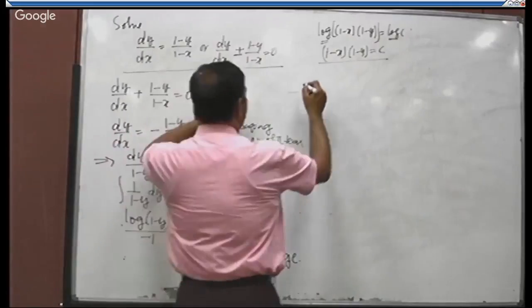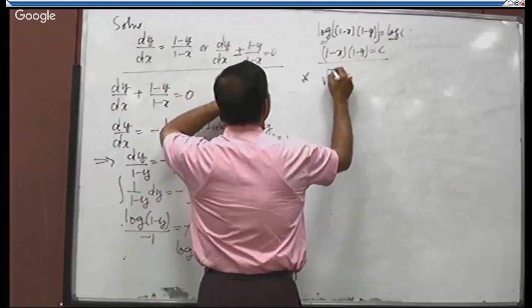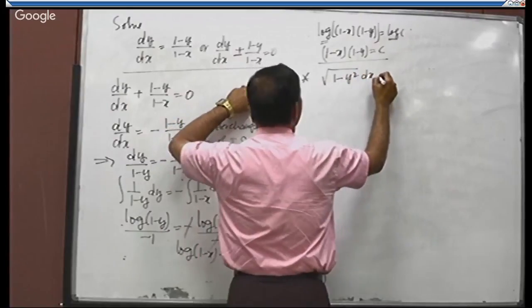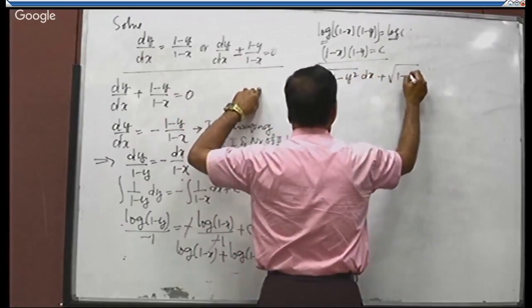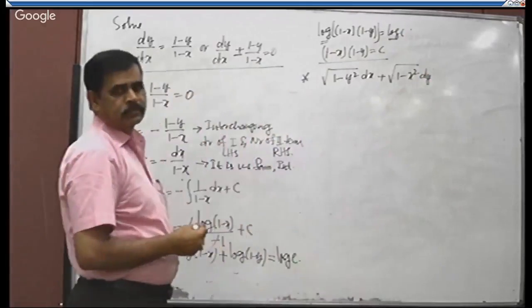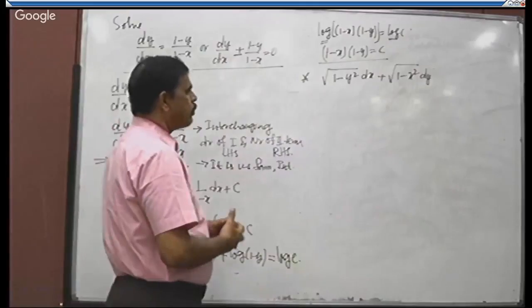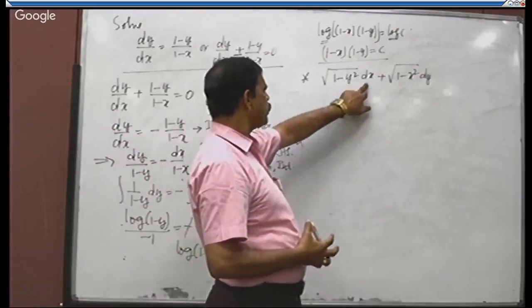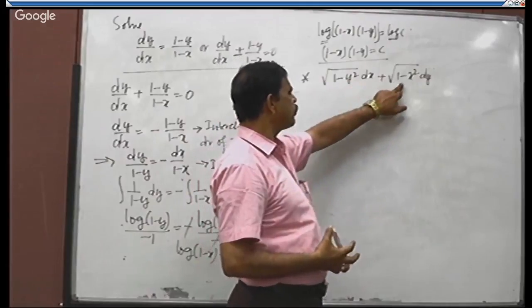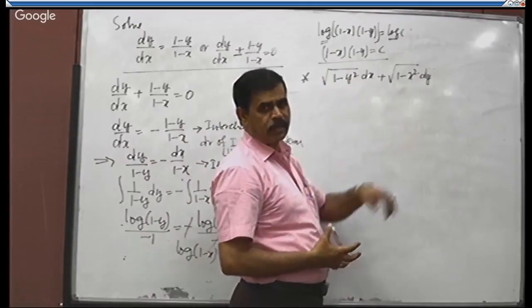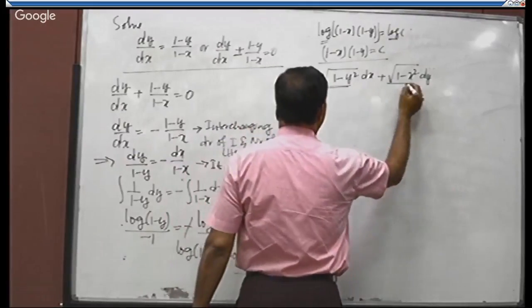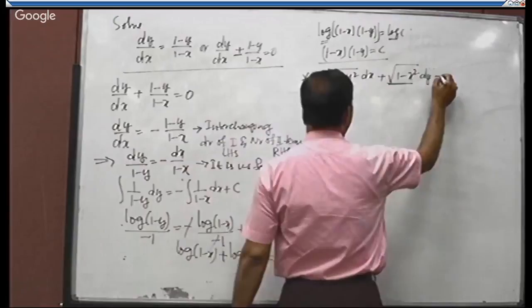Right? Next problem: root of (1 - y²) dx plus root of (1 - x²) dy equals 0. Check the given differential equation. Along with dx, what is there? It is root of (1 - y²). This is root of (1 - x²) along with dy. So both the roots are unwanted terms in the first term and second term. It will be 0.